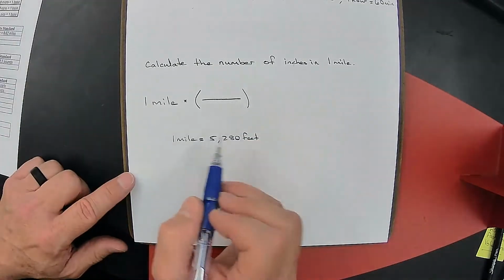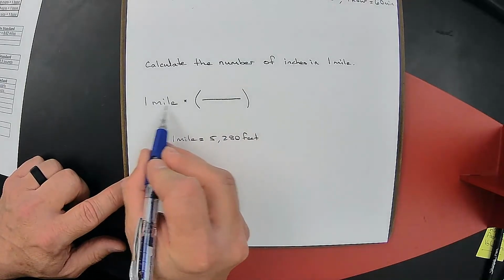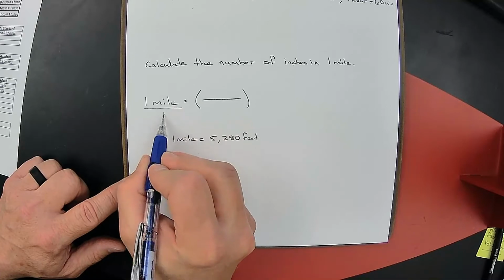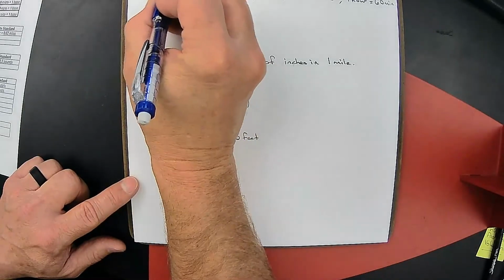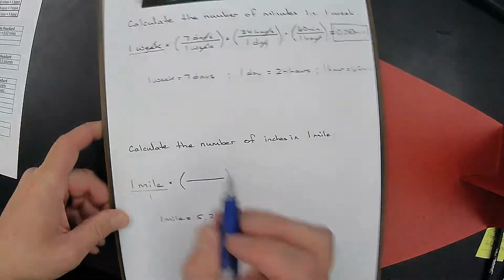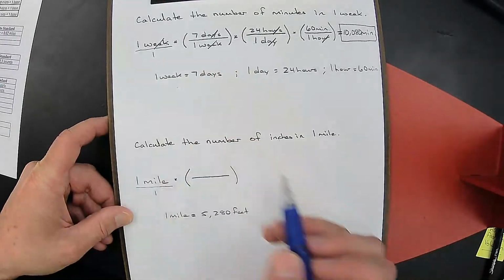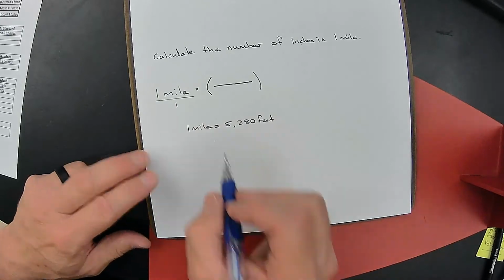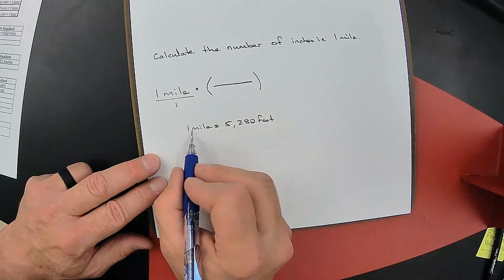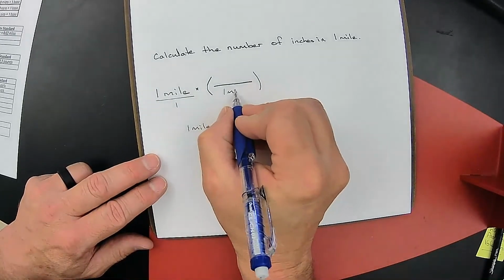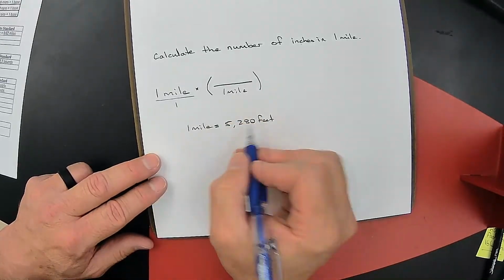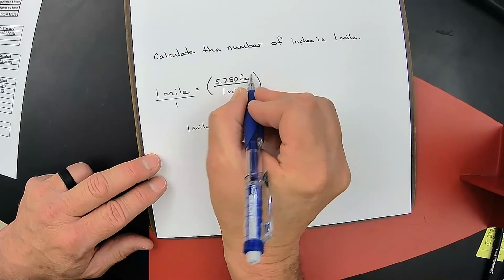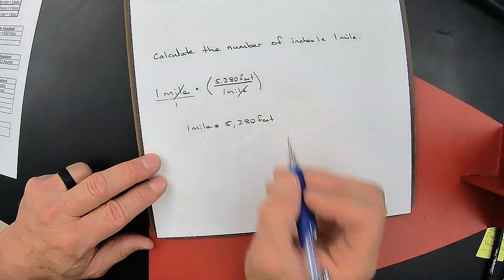How do I put this in? I know that because I've got miles on the top here. I could, if I want, start out by writing miles divided by 1, if that makes it look a little cleaner. Then you can clearly see what's on top, what's on bottom. And I multiply by, I'm going to put 1 mile on the bottom because I want the miles to cross out, 5,280 feet on the top. Now the miles will cross out.